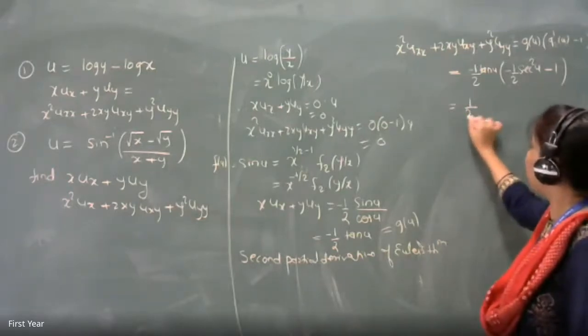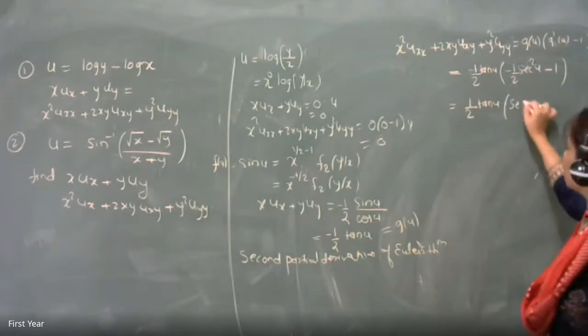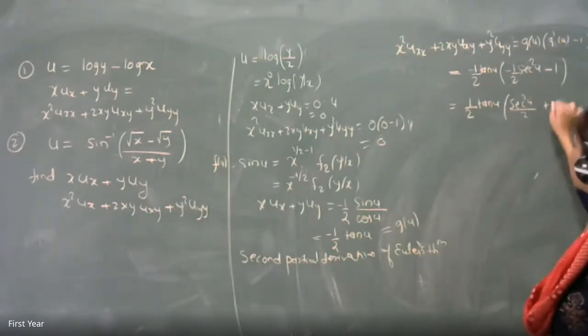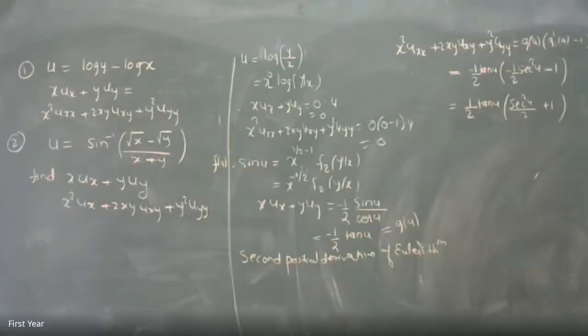It will become 1 by 2 tan of u into sec square u by 2 plus 1, plus 2 upon 2. Otherwise you can write 3 upon 2, tan square u plus 3 by 2. That also you can write. That's your final answer. Is this clear? Yes, ma'am.